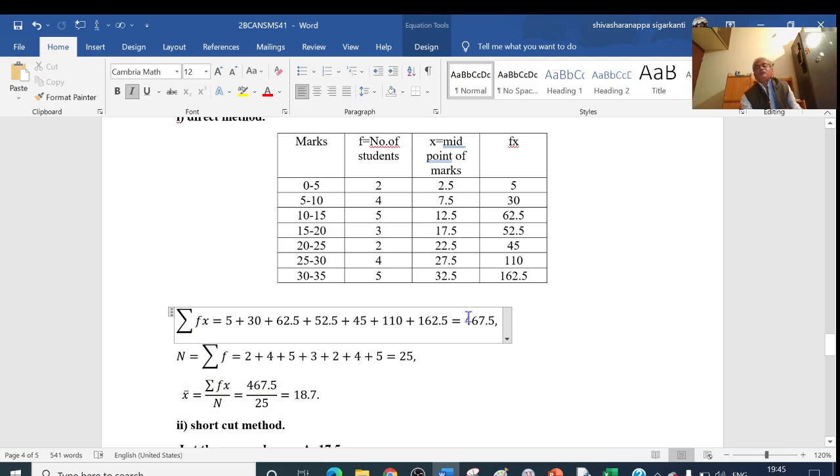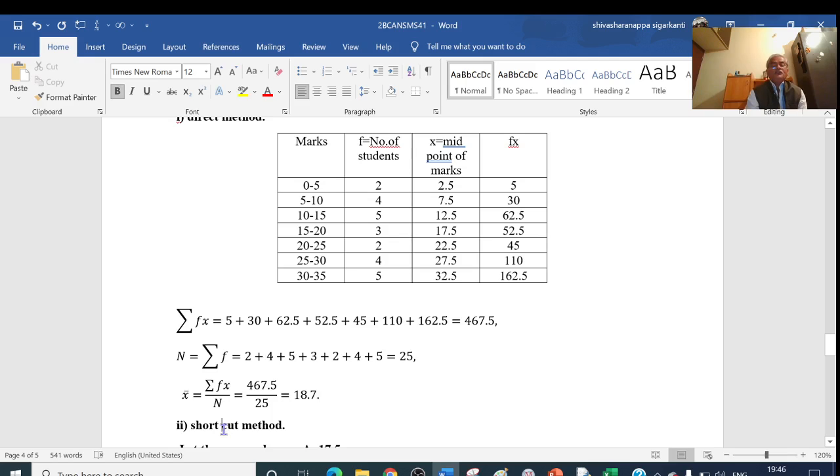So summation of fx equal to 467.5 and summation of n, that is the sum of the frequencies, is equal to 25. So here x bar is equal to sigma fx divided by n, 467.5 divided by 25. This is equal to 18.7. This is by the direct method.